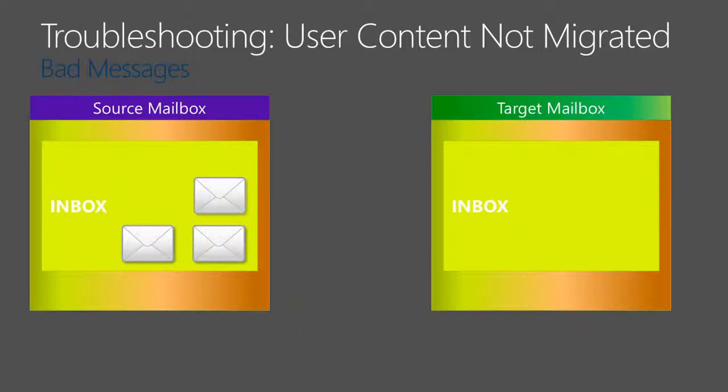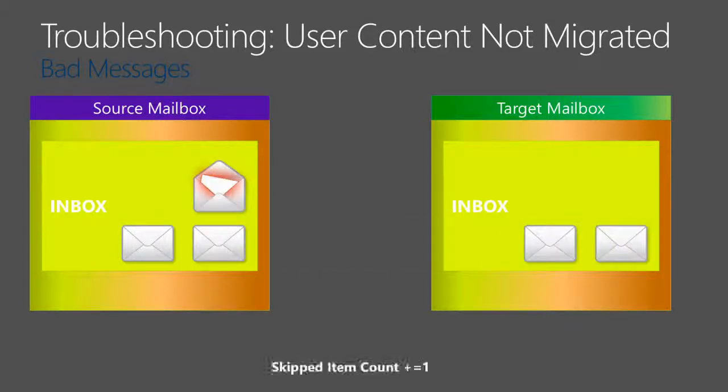Another one is bad items. If we cannot read the content of the item, then we fail the migration for that item. MRS can read the subject many times, can read maybe some of the properties, but may not be able to read the body. So we store some of this data and fail the move.